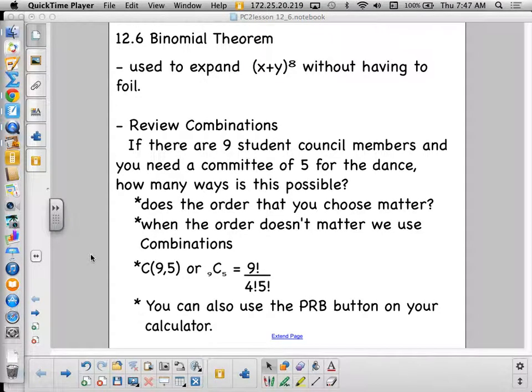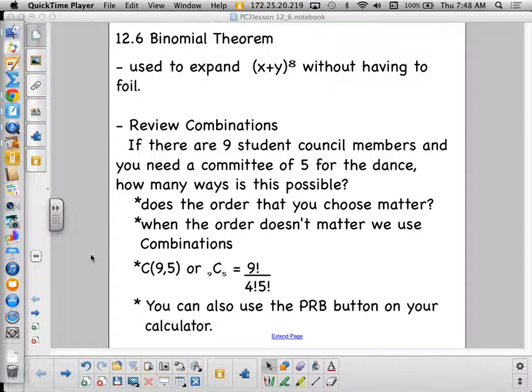All right, binomial theorem. Basically, binomial theorem is used to expand binomials without having to do a whole bunch of long multiplication. FOIL, FOIL, FOIL, FOIL, FOIL. So if I need to expand x plus y to the 8th power without having to do that. Now, in order for that to work, we have to use combinations.